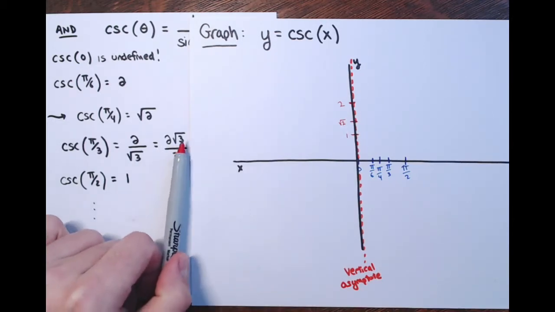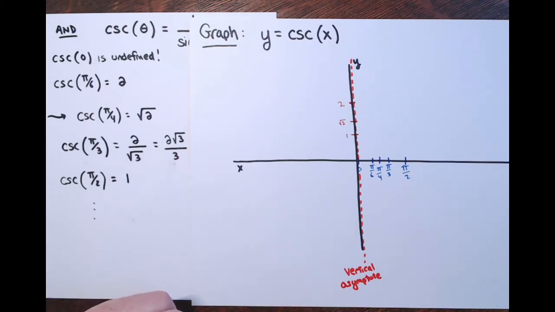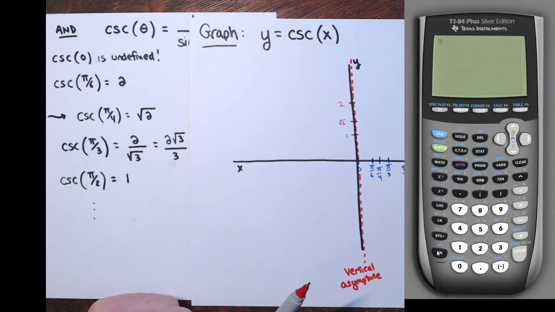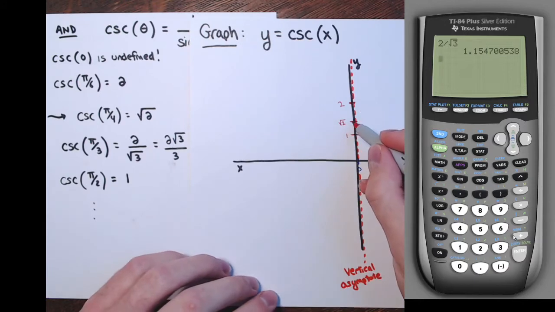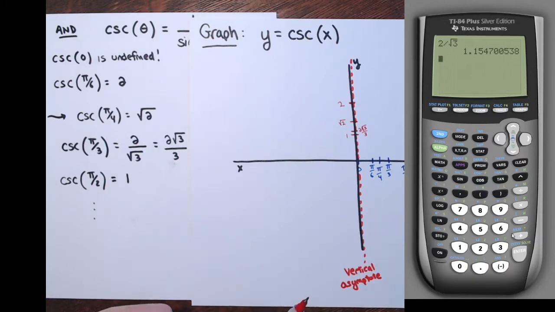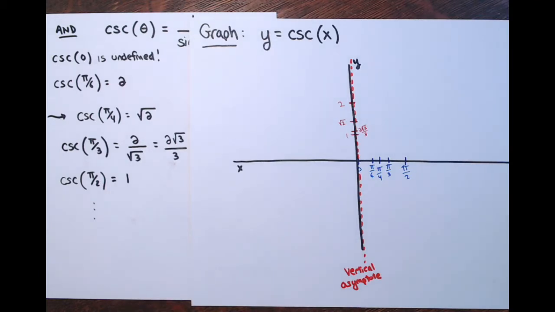And then 2 times the square root of 3 over 3 is about 1.16, I believe. Let me pull up a calculator and double check that. So 2 divided by the square root of 3. All right, 2 times the square root of 3 divided by 3, or 2 divided by the square root of 3, 1.15. Right. So this is 1.4-ish, 1.15, maybe about here. Okay, so there's 2 times the square root of 3 divided by 3, just a little bit above 1 there, 1 1/10. All right, so let me get rid of the calculator. All right, so those are all the special values showing up.